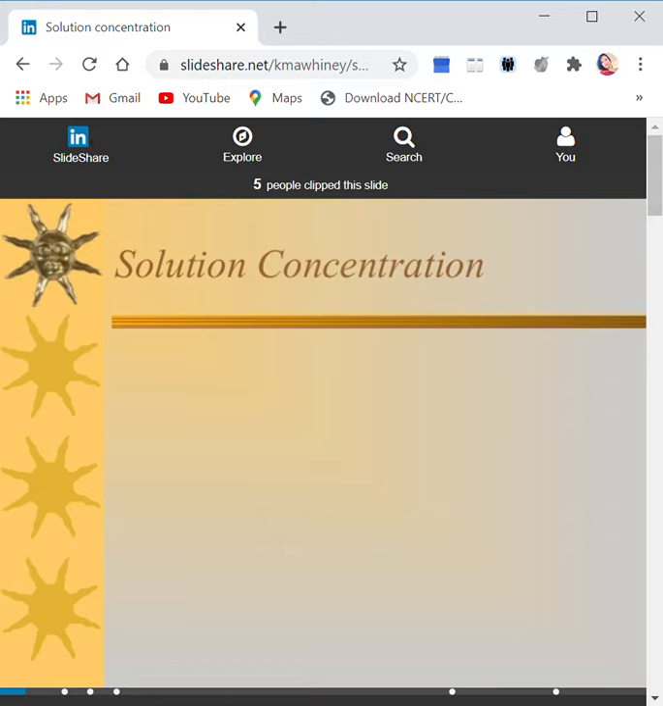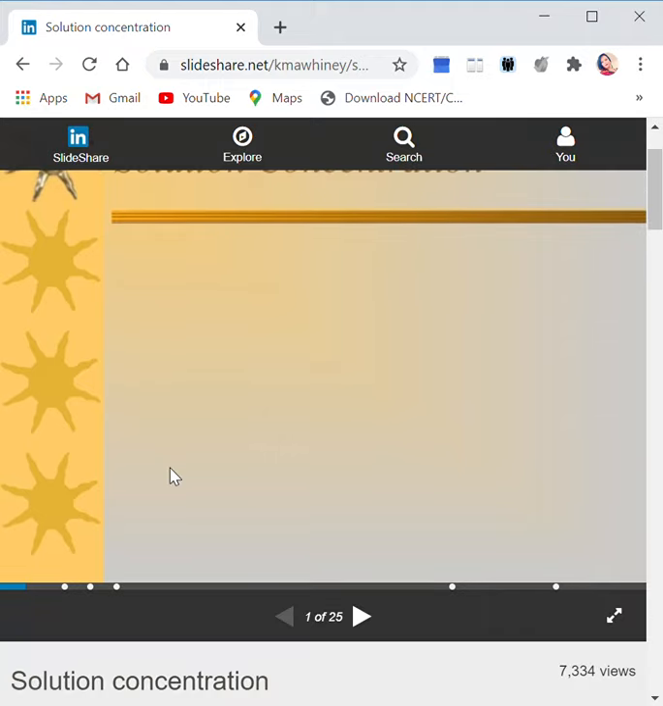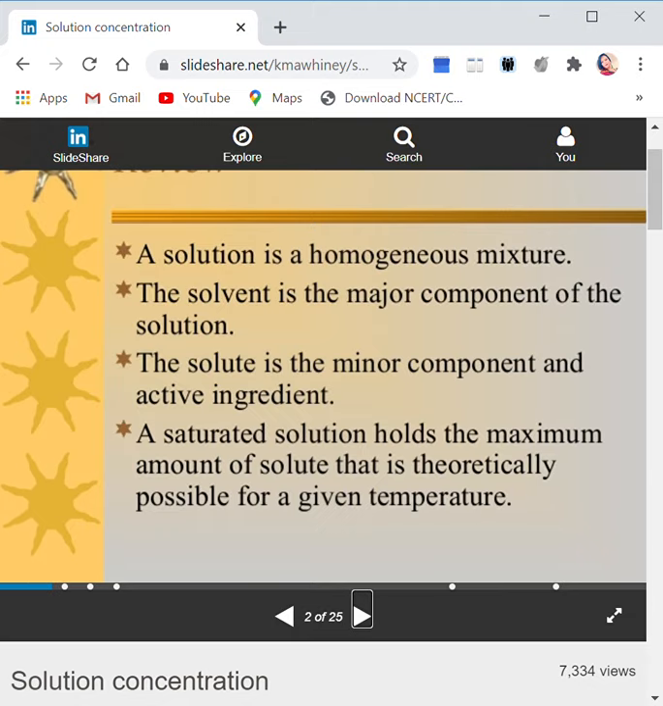Solutions. In the previous class, I had given you certain introduction about the properties of solutions, which we had done in that Google Meet class. So now today we will be doing a new topic, concentration of solutions. But before starting that, I'll be showing you a brief account of solutions which we have already done, a revision of the topic solutions.